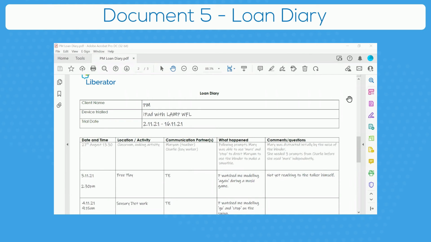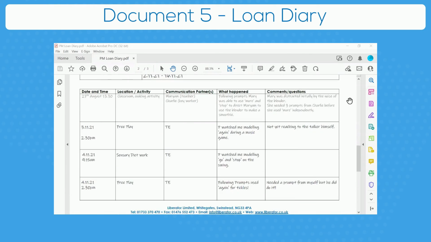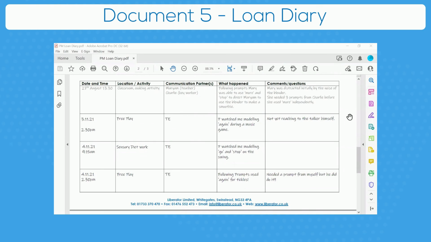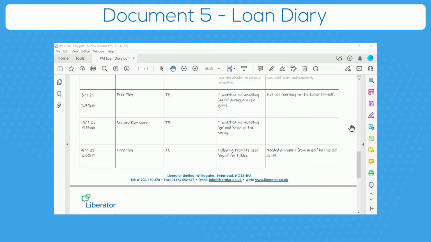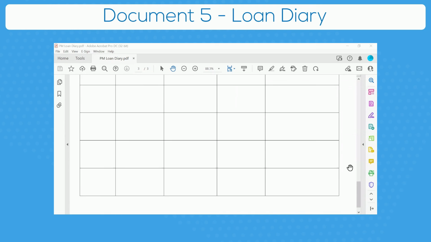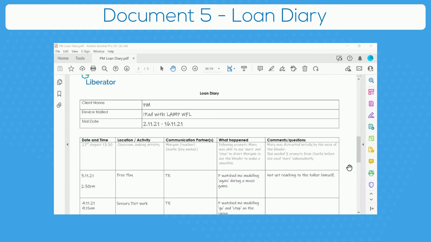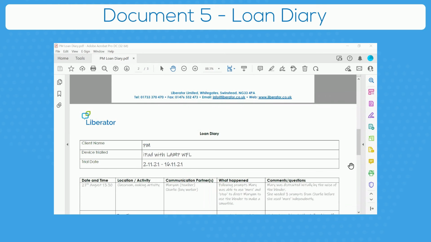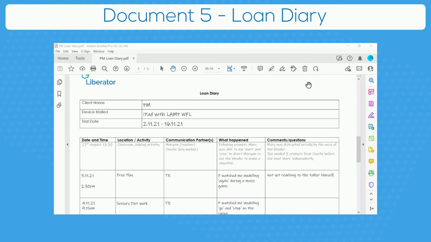So let's take a look at a loan diary now which has some entries in it. As you can see here, we have some entries from Tom during Patrick's loan. On each day, Tom's recorded the date and time of the activity, what happened, what the activity was, and any comments about how successful the session was. And as you can see, as the form progresses, you can see that Patrick is gradually beginning to engage with the talker. As this continues to be completed during the loan, more and more evidence will be gained about the success of the loan, which can be used to make future decisions about appropriate devices and any modifications which may need to be made.